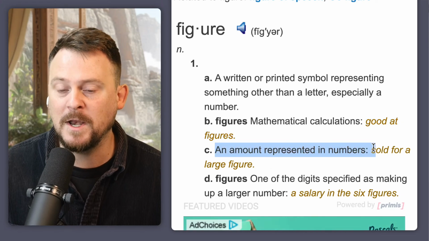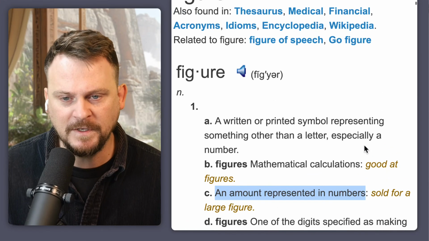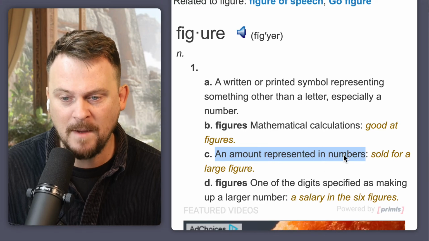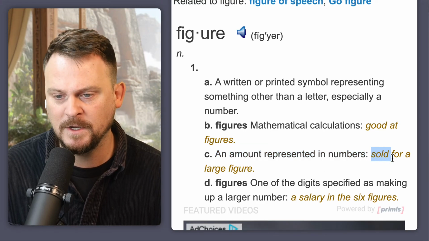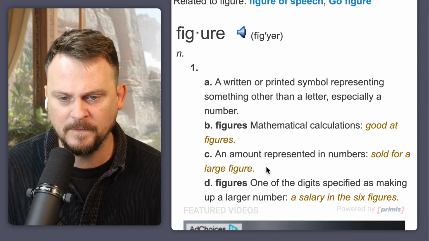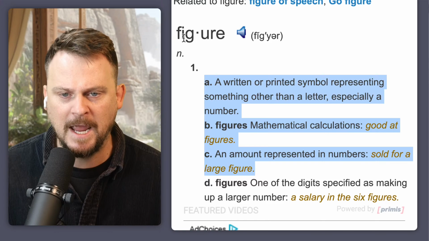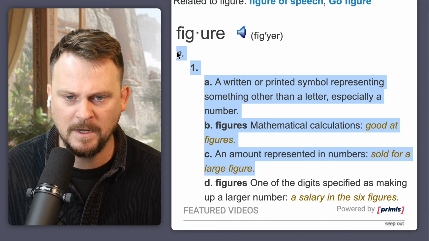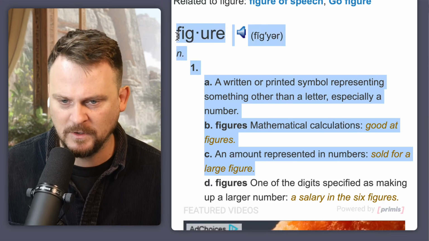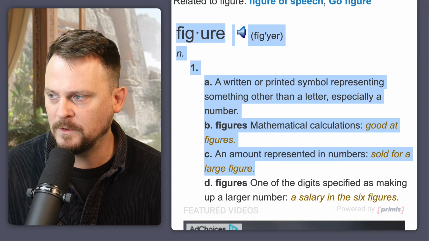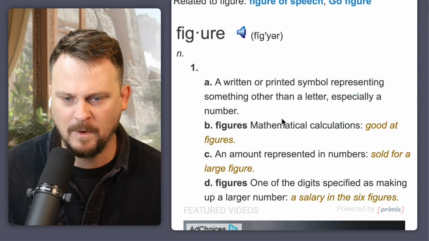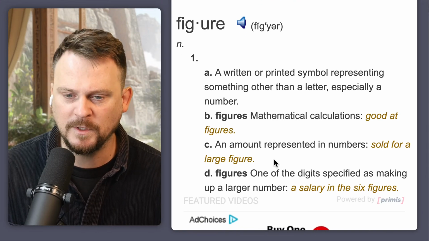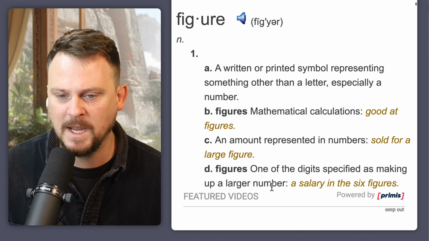An amount represented by numbers. So this meaning is, I think, the one we were looking at. An amount represented in numbers. Sold for a large figure. All right, I'm going to copy this, and we'll explore it more, but I'm having trouble. My fingers are cold. I'm sorry. My fingers are feeling a little bit cold. We'll come back to that, but that's something I want to explore more. So an amount represented in numbers, sold for a large figure, or I couldn't understand the bottom line figure. I think that's what we're looking at.